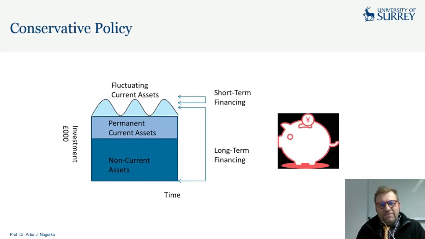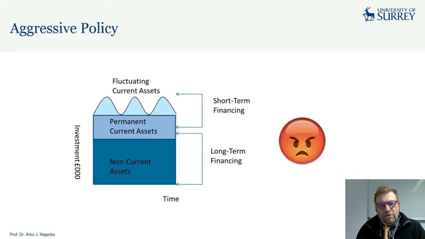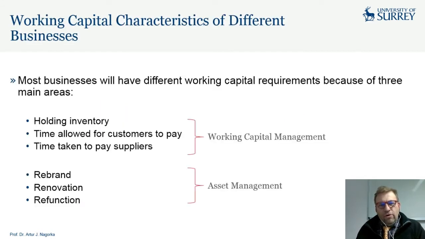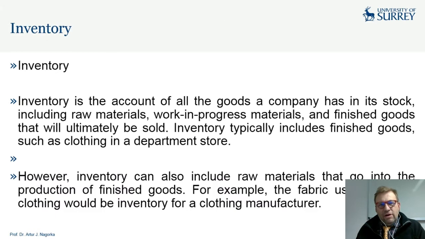You know that we have stock. We put our money into raw materials in stock, or it is in our finished goods, but it's still stock or inventory. So inventory plays an absolutely crucial role, and it's the most important in working capital management.